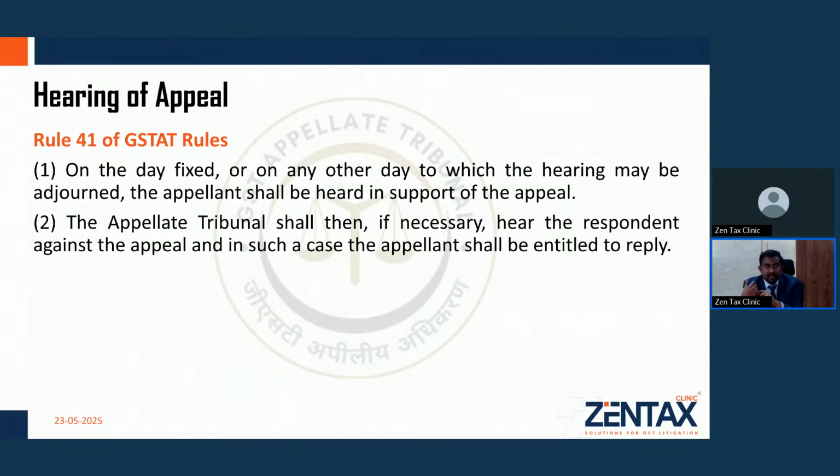Right? So generally, the appellant always has the first right to make their submissions. And if the respondent needs to make a submission, they definitely have the right and they can make their submissions. And after the submission is made by the respondent, we also have the additional opportunity, the entitlement to reply to the counter which is being made by the respondent also.